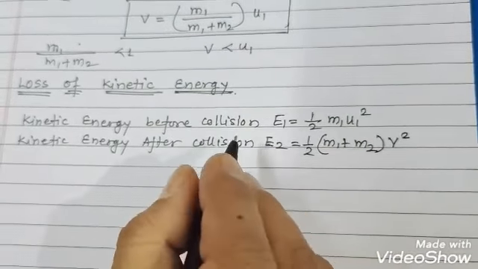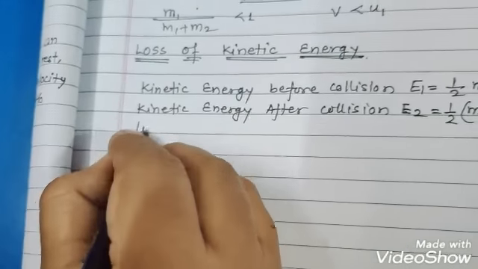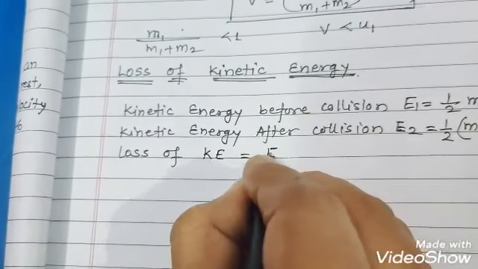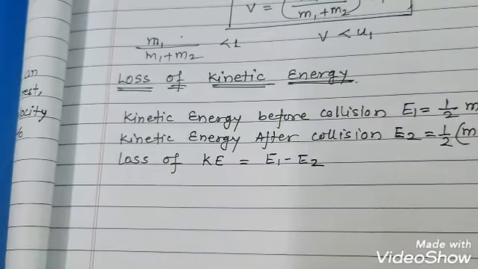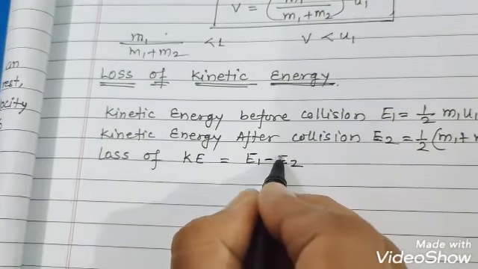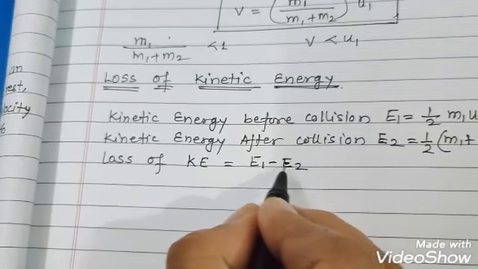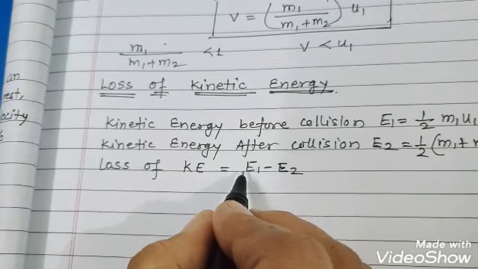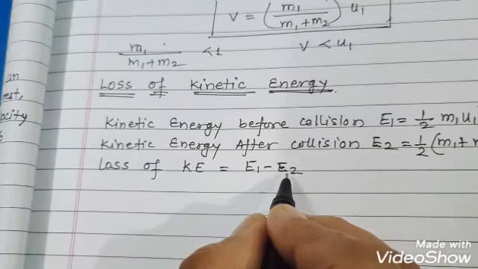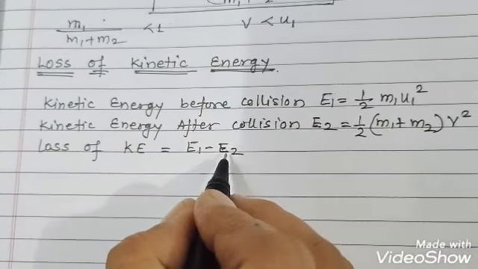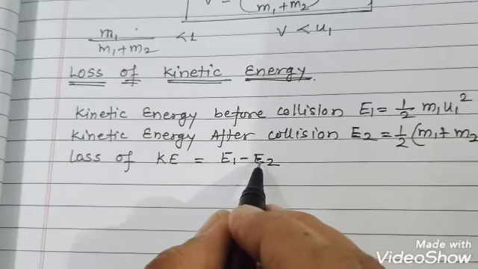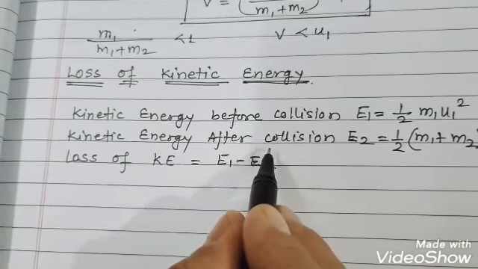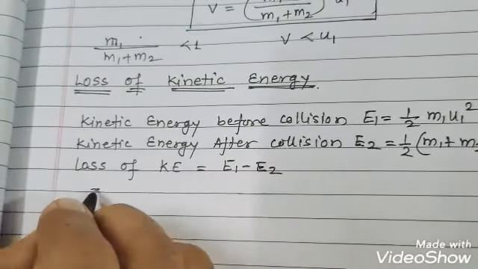Now the loss of kinetic energy will be there if E1 minus E2 comes positive. If E1 minus E2 is positive, that means E1 will be greater than E2, that means the initial kinetic energy, or kinetic energy before collision, will be more than the kinetic energy after collision. Then it will be proof that there is loss of kinetic energy. So to prove that, we are proving here that this quantity E1 minus E2 is positive. So we'll put the values of E1 and E2.